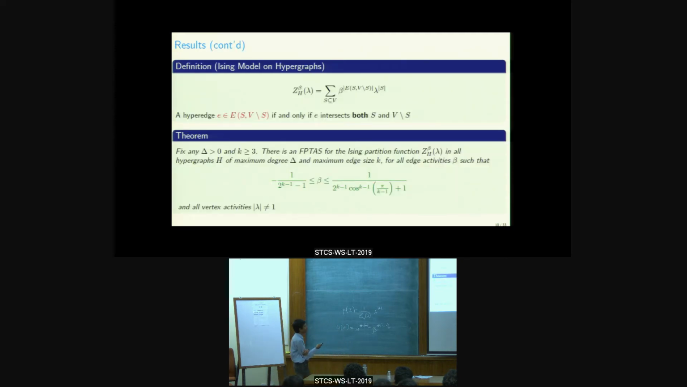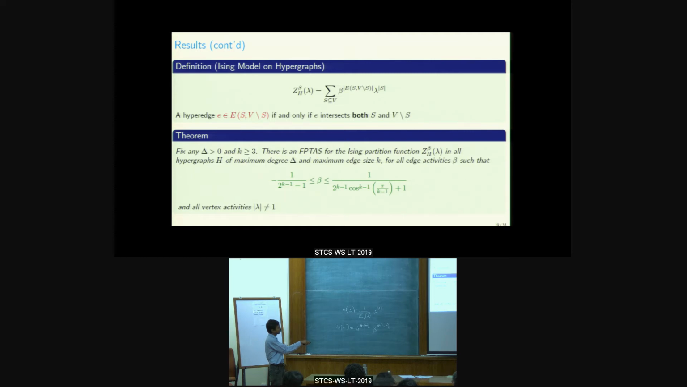But as I said, we can also generalize this to hypergraphs. So one can get, in this case, even instead of edges, you have hyperedges. So with higher order interactions, one can still get results, but not throughout the ferromagnetic Ising regime.